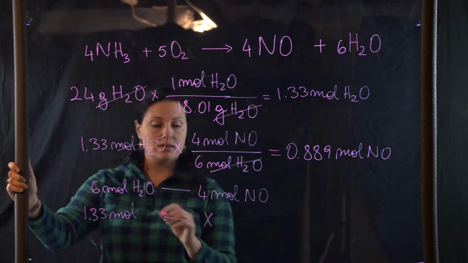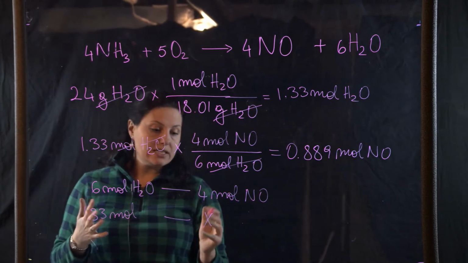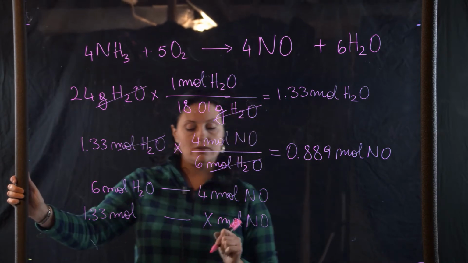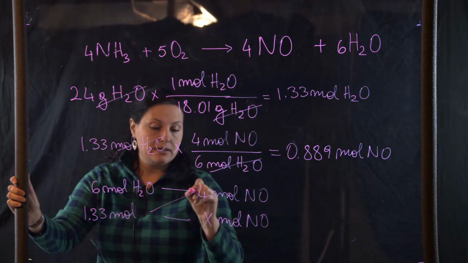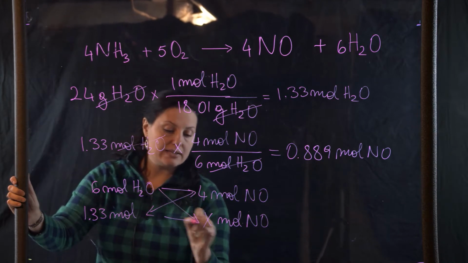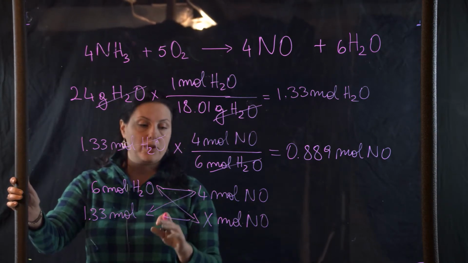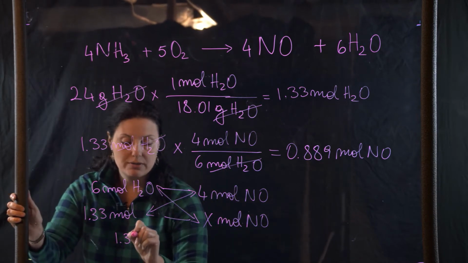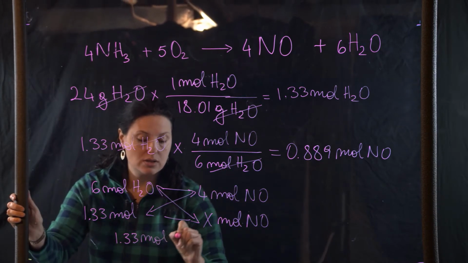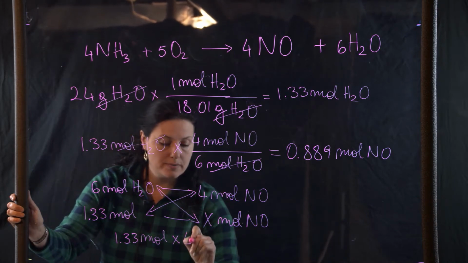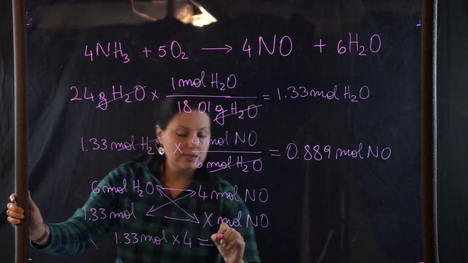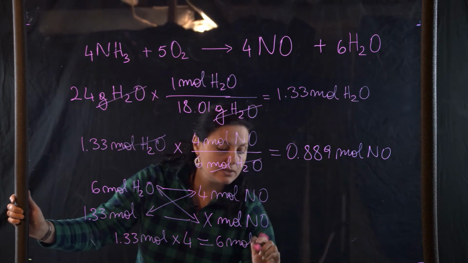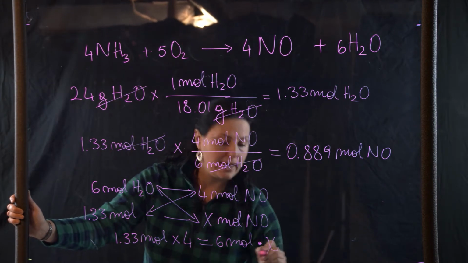Because I don't know that. So if it's easier for you to set it up this way, then set it up this way. So I form X moles of NO. I can cross multiply these and set them equal to each other. So by cross multiplying, I mean 1.33 moles multiplied by 4 is equal to 6 moles multiplied by x.